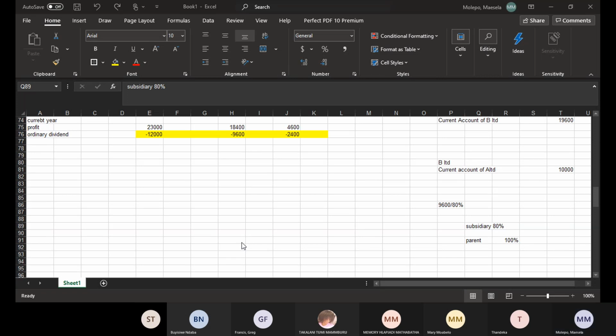So from there, it will be the consolidation, which will start with the statement of profit and loss. The profit before tax, it will be the 106, which comes from the 73 plus the 33 of the profit before tax. The income tax expense, 22 plus 10, gives us the 32. And then that gives us the 74,000.